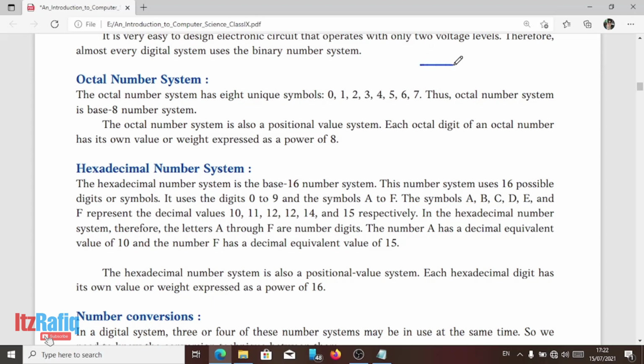Suppose I have the number 792. If someone says this is an octal number, you can say it's not a valid octal number because it has the digit 9. 9 is not a valid digit of an octal number. Octal numbers have only 8 digits, from 0 to 7. If the digits are from 0 to 7, then it is a valid octal number. Otherwise, it is invalid.